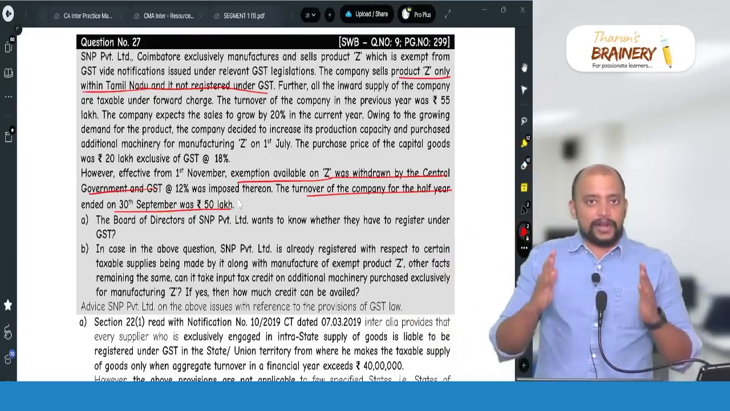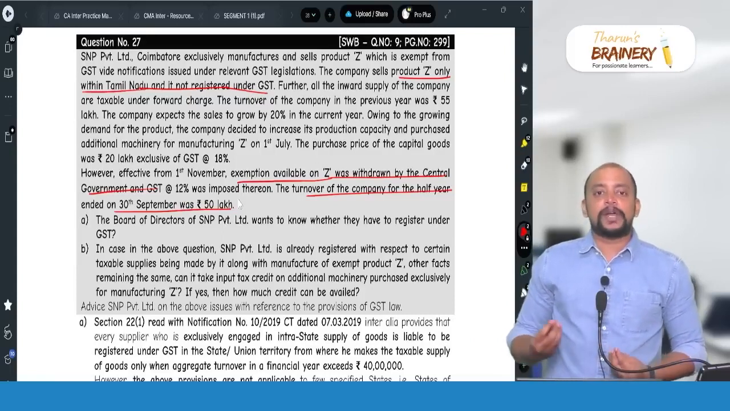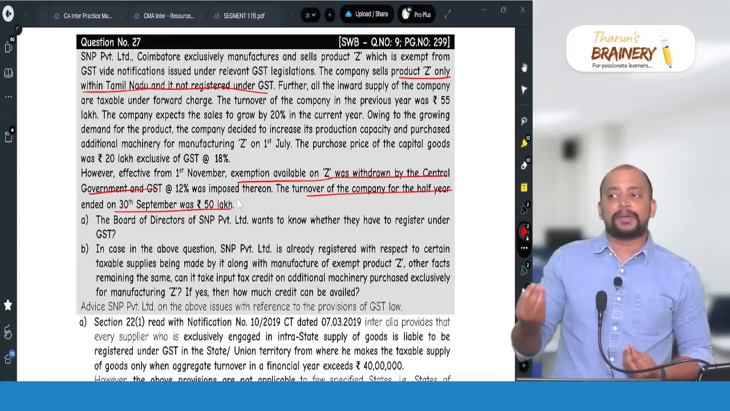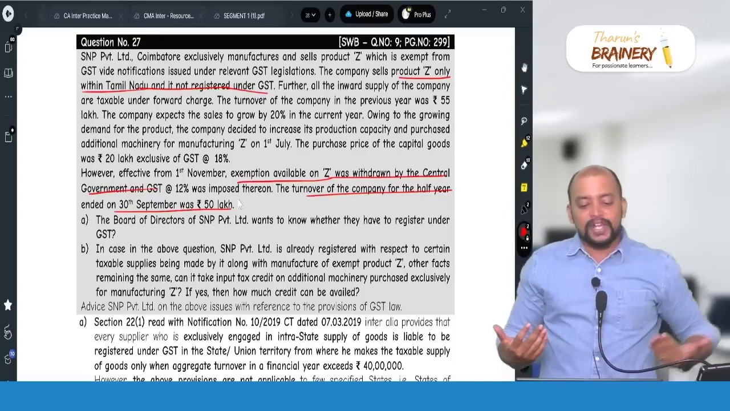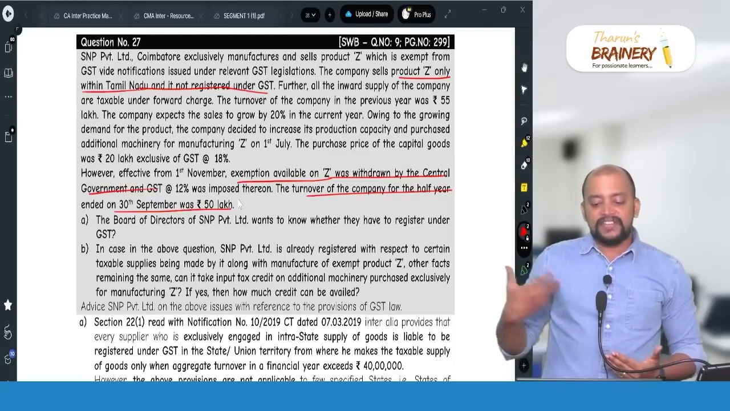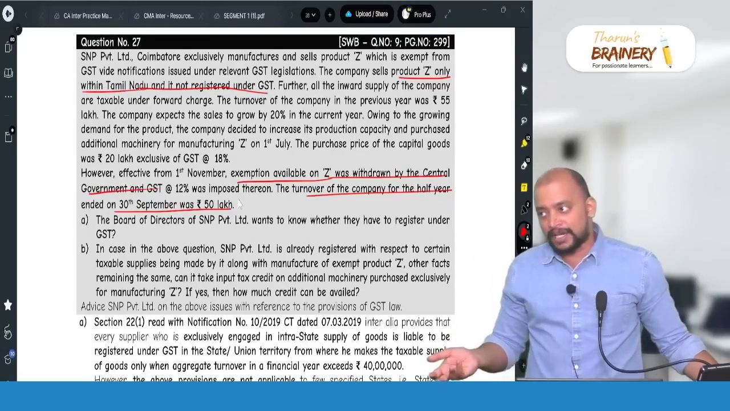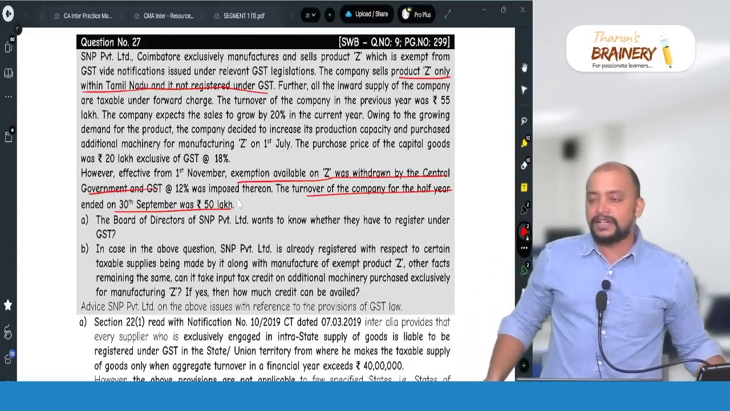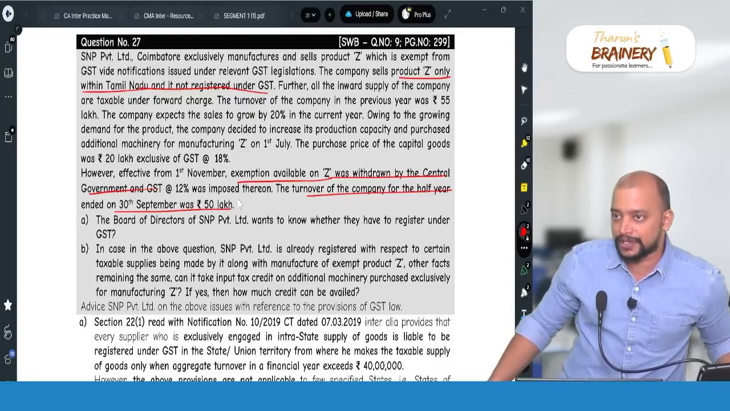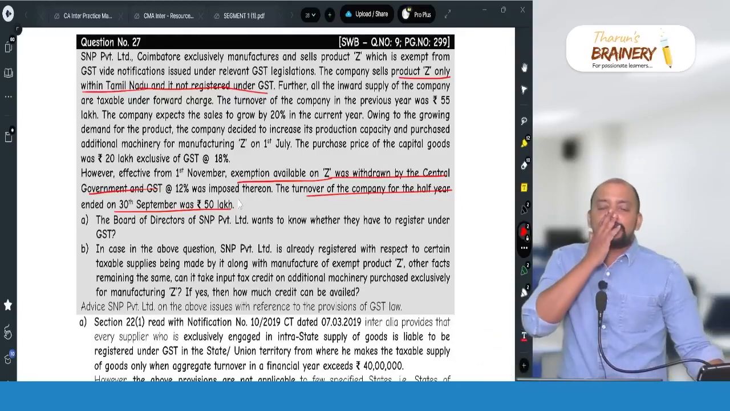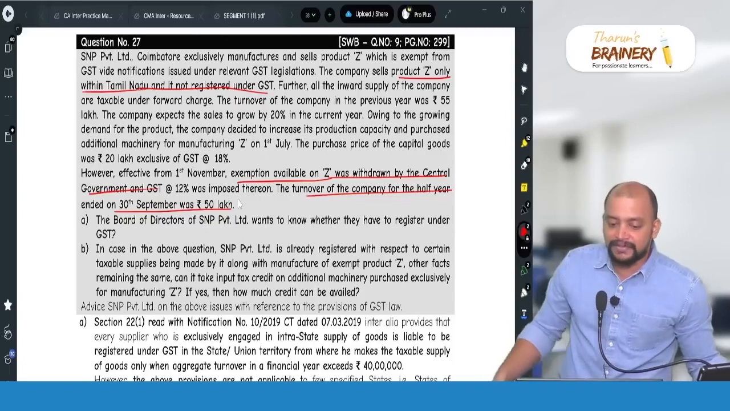Whenever their aggregate turnover exceeds the threshold limit, the applicable threshold limit for Coimbatore, Tamil Nadu, engaged in exclusive supply of goods, is 40 lakhs, and their turnover already by September was 50 lakhs. Now from 1st November the exemption is withdrawn, so they are making partly taxable, partly exempted supplies. So they are liable to get registered within 30 days from 1st November. They need to make application for registration within 30 days from 1st November.